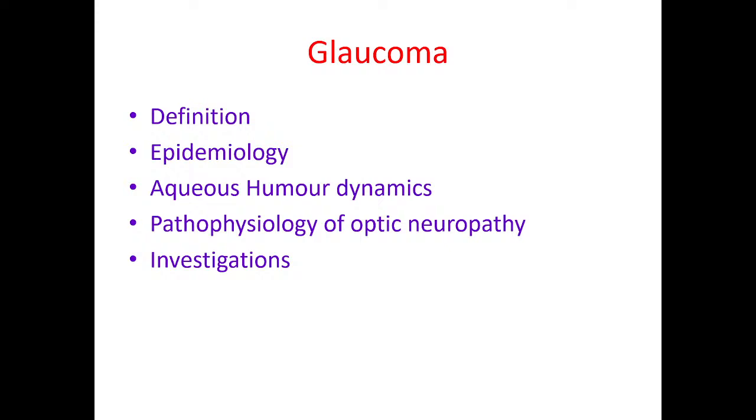When we record the IOP, we record by applanating or indenting the cornea. If the cornea is thicker, it will indent less, so it will record a falsely high IOP. So there can be high IOP without any optic neuropathy. We won't label it as glaucoma. We call it ocular hypertension, high IOP. Try and understand this concept.